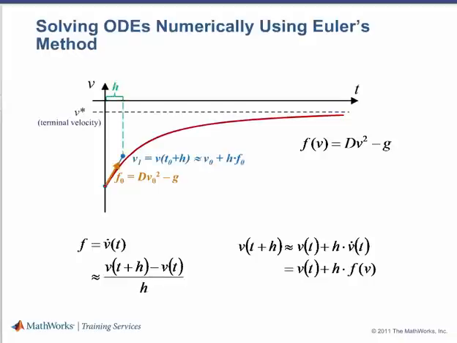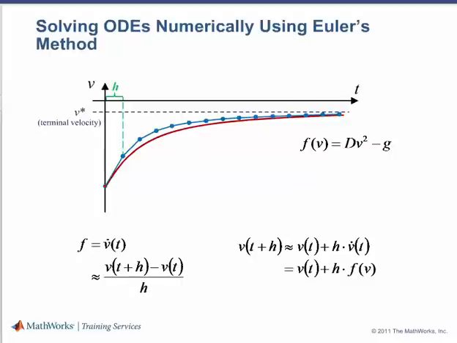Here we see that the slope is used to linearly increment the solution by one time step. This leads to the next successive point at time t0 plus h, and velocity v1. Again, we evaluate the derivative of the velocity from the ODE and obtain v2 at the next time step at t1 plus h. We can repeat this procedure until the final desired time is reached.